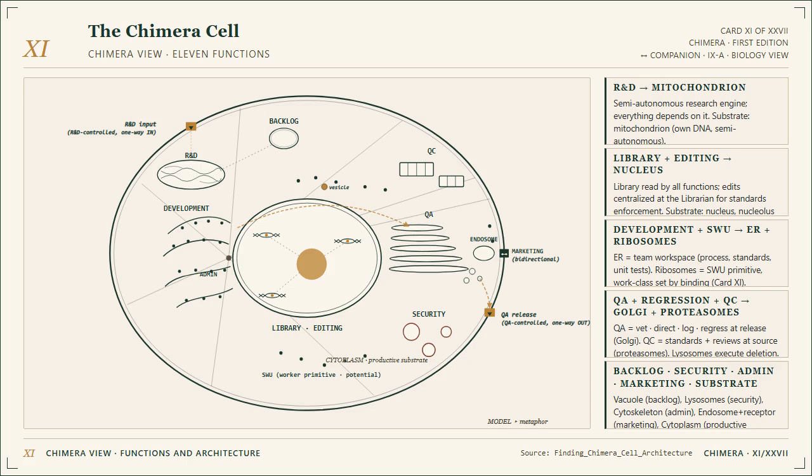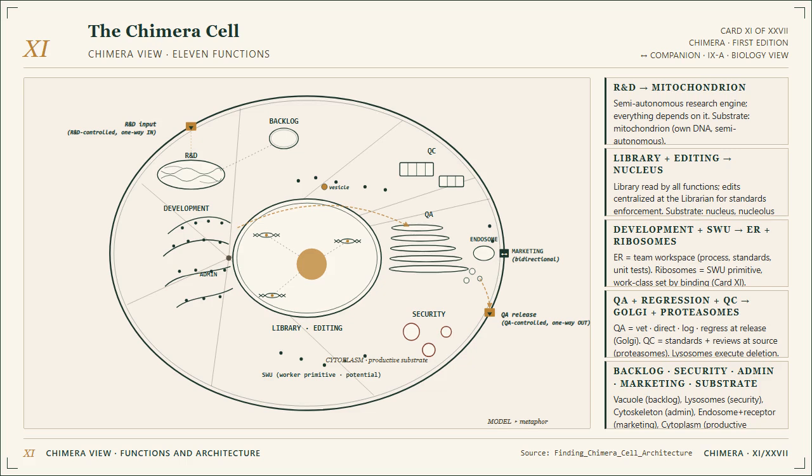Security is the lysosome cluster lower right. Defense from outside threats and destruction of quality control tagged failures. The only function in the cell permitted to delete. Admin is the cytoskeleton radiating from a centrosome. Marketing is the bidirectional receptor on the right side of the membrane. 3 structural details deserve attention.